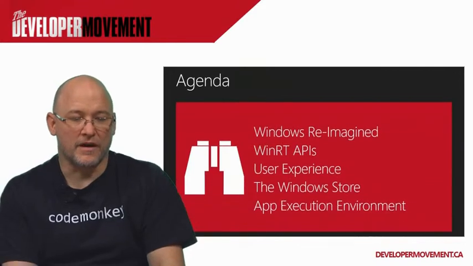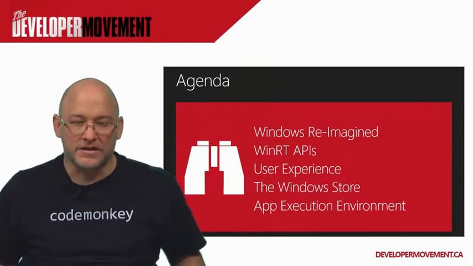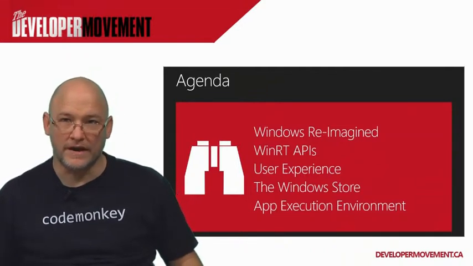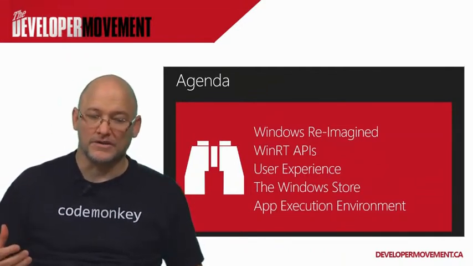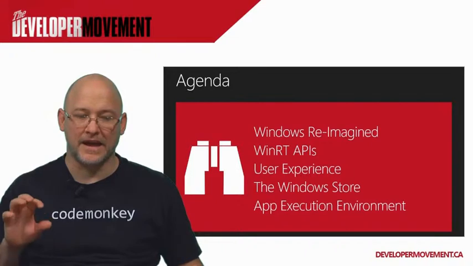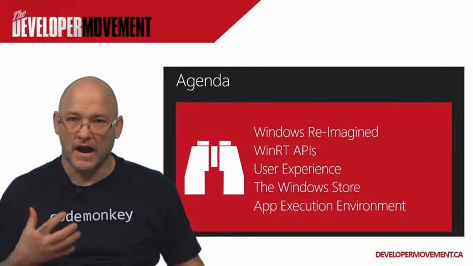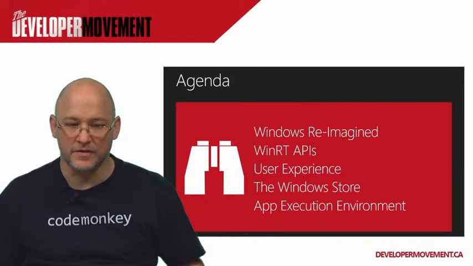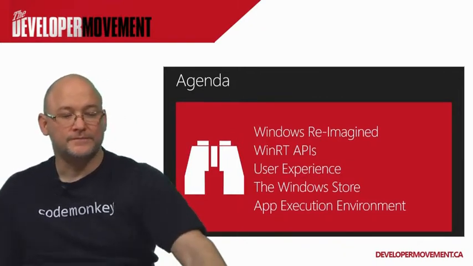So we'll start off with looking at how Windows has been reimagined. We'll talk about the WinRT APIs. We'll talk about the user experience and how important that is in your application development. We'll also talk about the Windows Store and the app execution environment. Okay, so how your apps are going to be executed, what that looks like, and what that is like for the user and also for the developer.